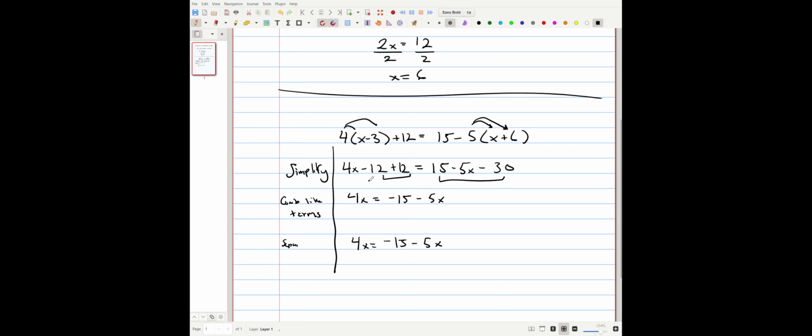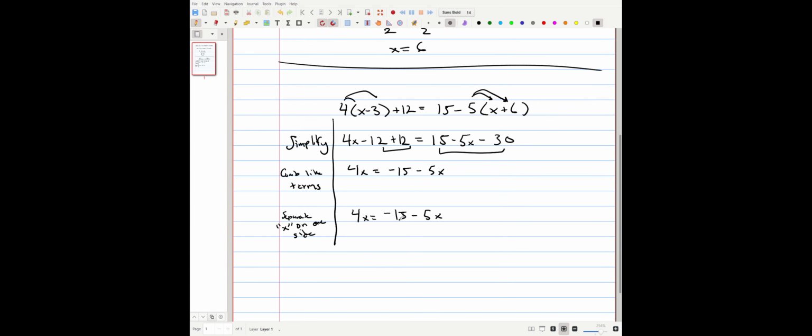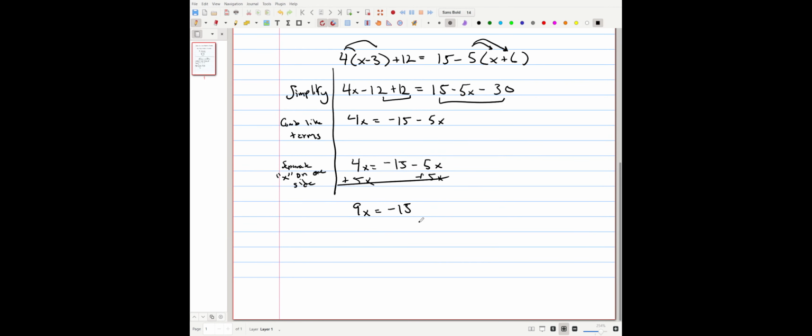So separate x on one side. So add 5x, add 5x. So we get 9x is equal to negative 15. And then we divide by 9, right? It's our final step. And so x is equal to negative 15 over 9.